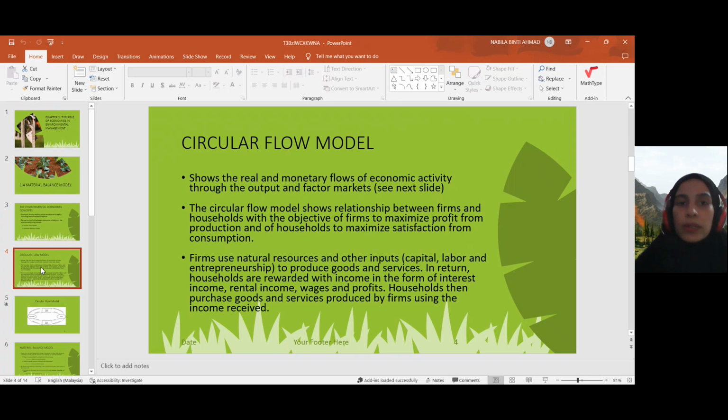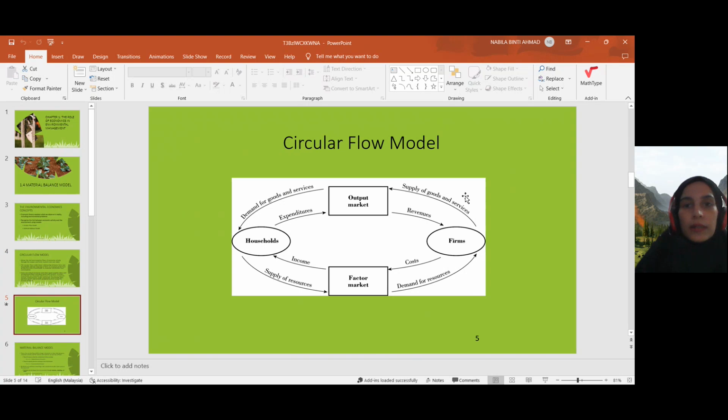The circular flow model shows the real and monetary flows of economic activity through the output and factor markets. Here we have the conventional, normal circular flow model that we have learned before. We have the factor market, the output market, and 2 sectors. This example of the circular flow model involves only household and firms.